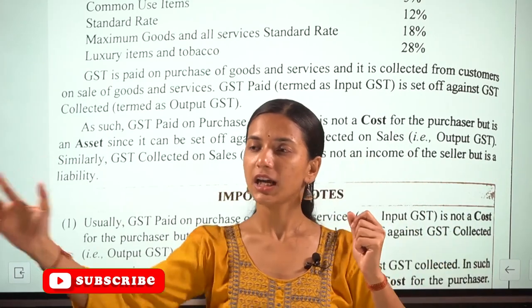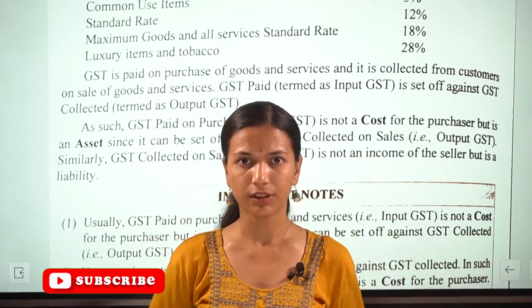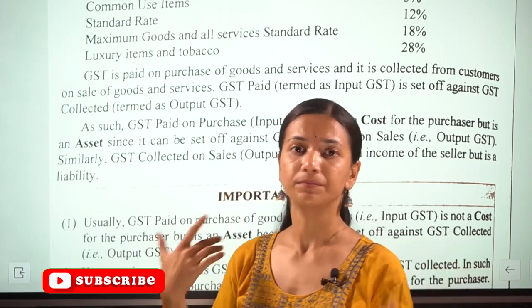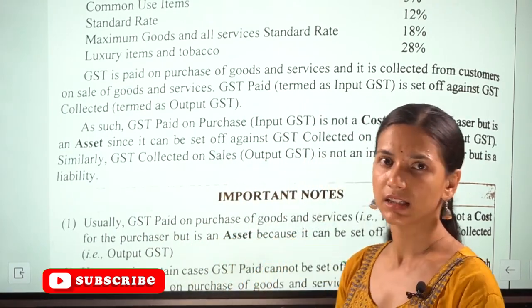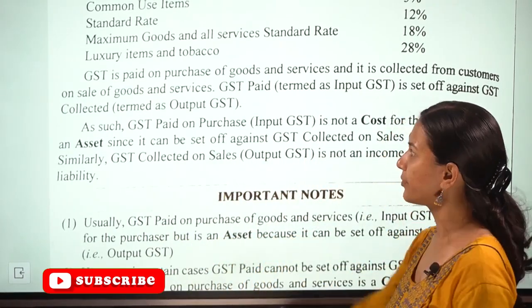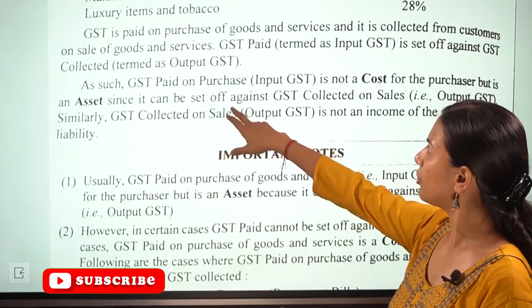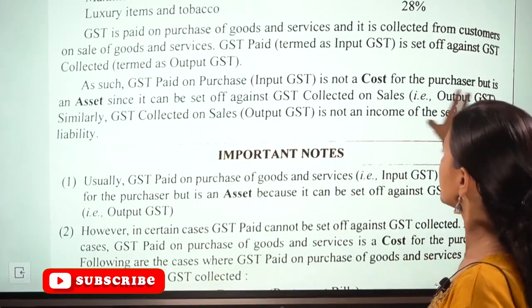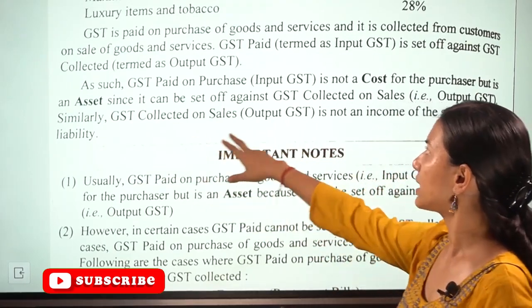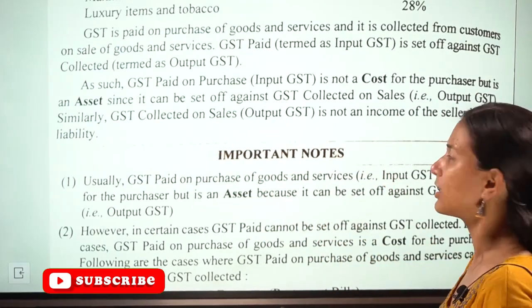So input GST and output GST are set off. This should match, or the remaining balance needs to be paid off. Next, as such, GST paid on purchase is not a cost for the purchaser but is an asset, since it can be set off against GST collected on sales.